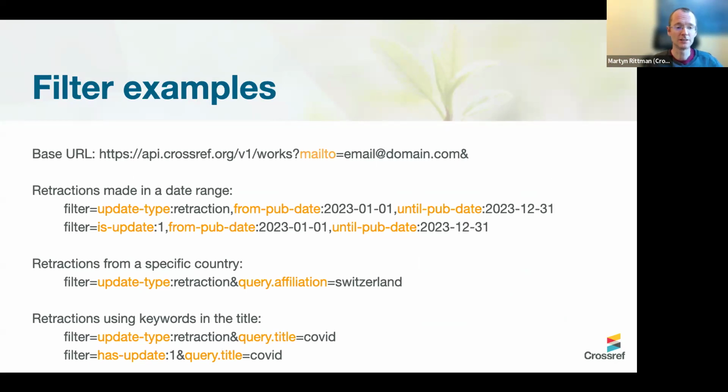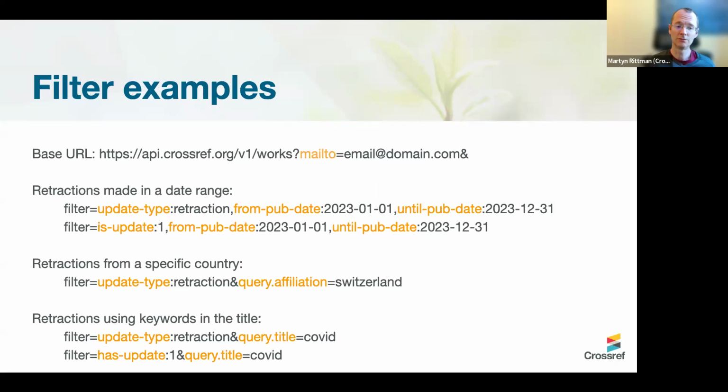There are three examples here. The first is to get retractions within a date range, and we see the update type filter is retraction. You've got a from pub date, so this will get you all the retraction notices that were published in 2023, from the 1st of January up to the 31st of December. And a second example here with the is update filter. This will get you not just retraction notices, but also corrections, erratums, and other types of updates. Might be something you're interested in, maybe just a little bit more broadly than retractions.